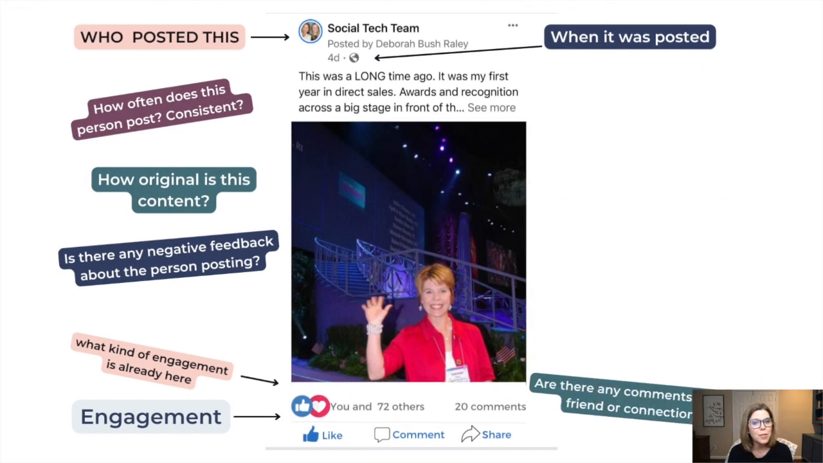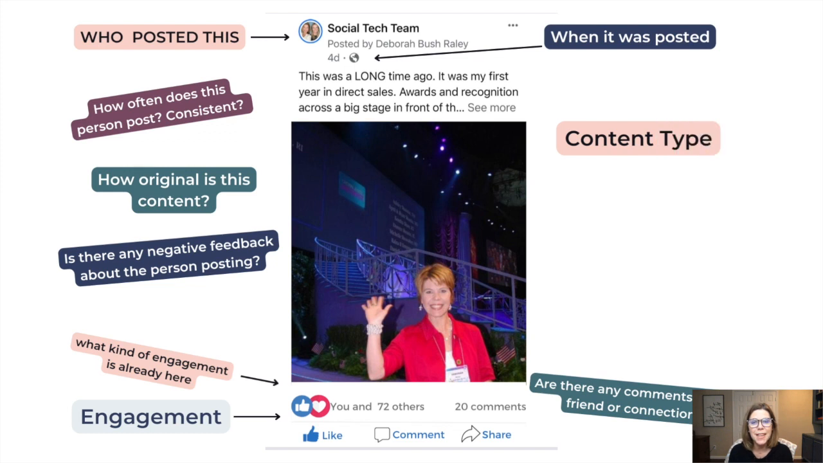The algorithm also wants to know, are the people that are commenting connected to the person who posted this in any way? If they are a friend, or if they're in the same group, or if there's some kind of a connection there, then it does tend to show in the news feeds of those people more often than someone that isn't connected to you.